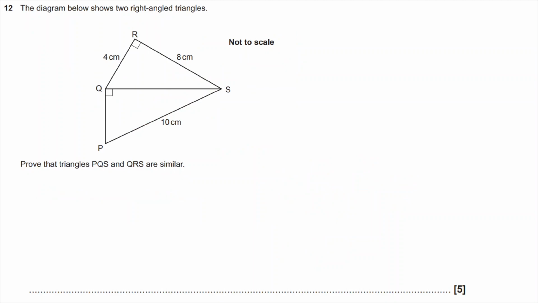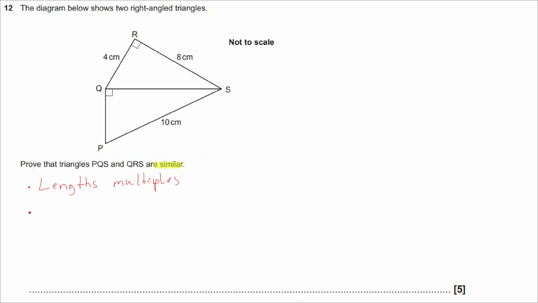Question 12, we've got this. The diagram shows two right-angled triangles, as you can see. Prove that triangles PQS and QRS are similar. Now, with similar triangles, you can prove either one of two things. Either that, if triangles are similar, then the lengths are going to be multiples of each other. That's one way of proving that they're similar.